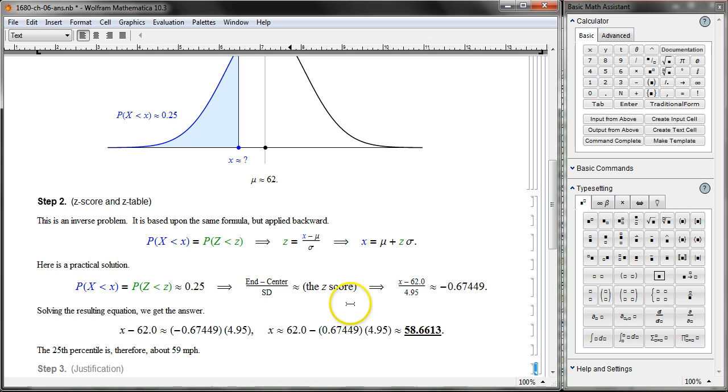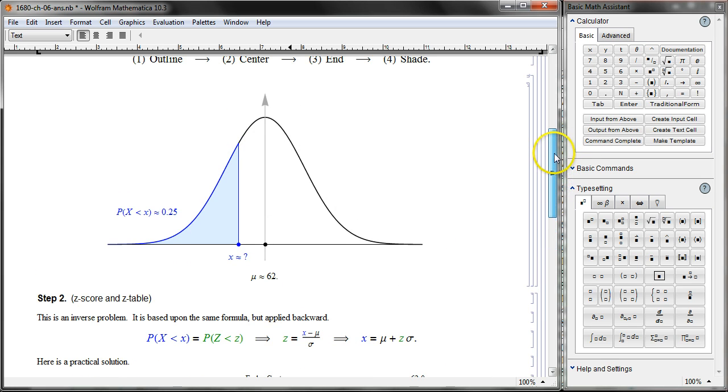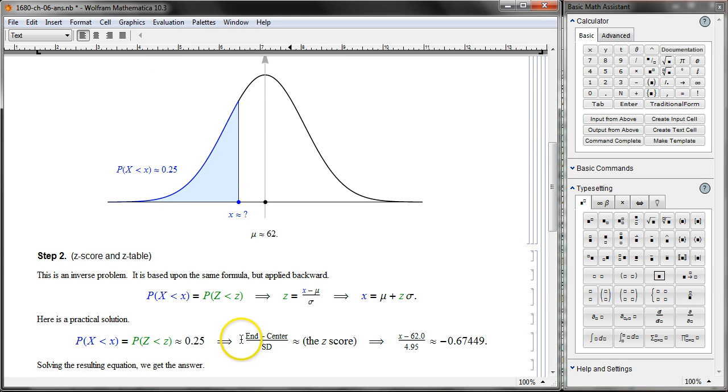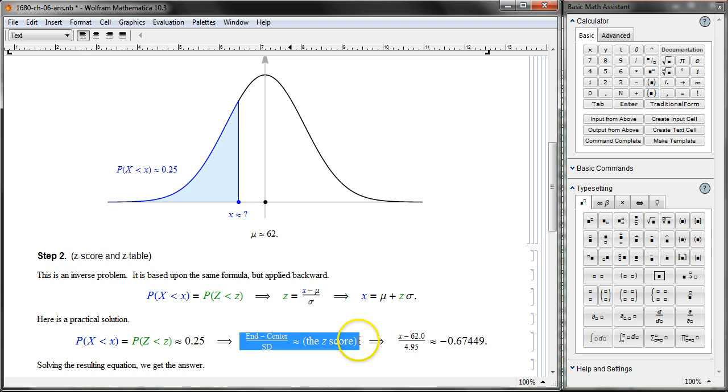Here we go. Let me emphasize the picture again. Outline, center, and let's scroll a little bit further. Outline, center, and then shade. We need 25% on the left. And then the z-score: end minus center over SD, it should be the z-score. And we don't know the end value. We want to find it out. The center and standard deviation we know.